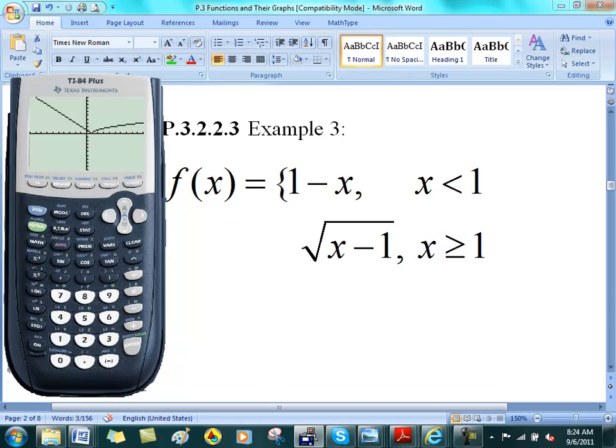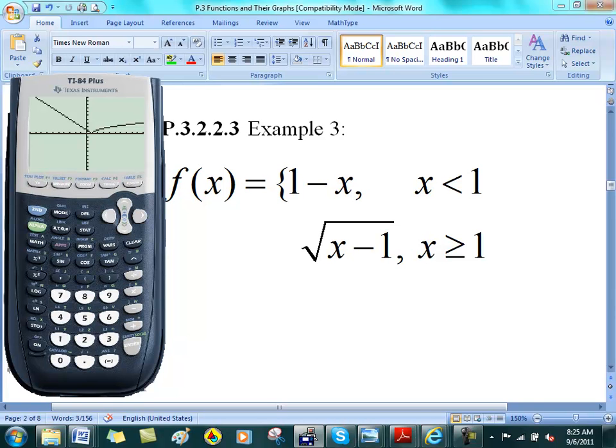So that's called a piecewise function because it's got pieces in it. It's got a straight line piece and then it's got a square root piece in it. That's why it's called a piecewise function. So everybody know how to graph piecewise functions on their TI-84s? Anybody need help on this? You guys all right? Okay.